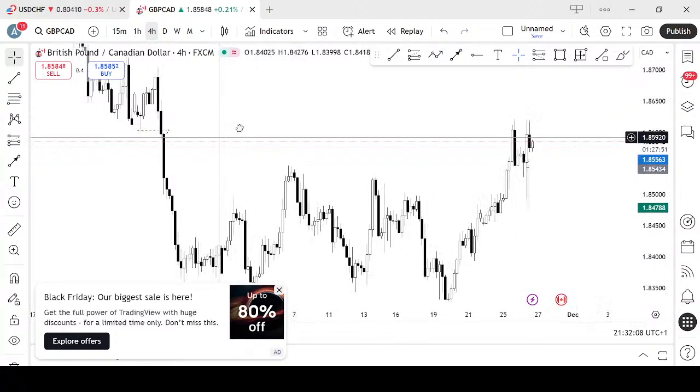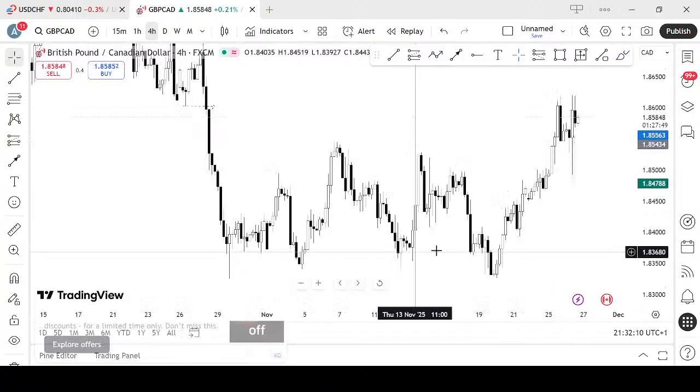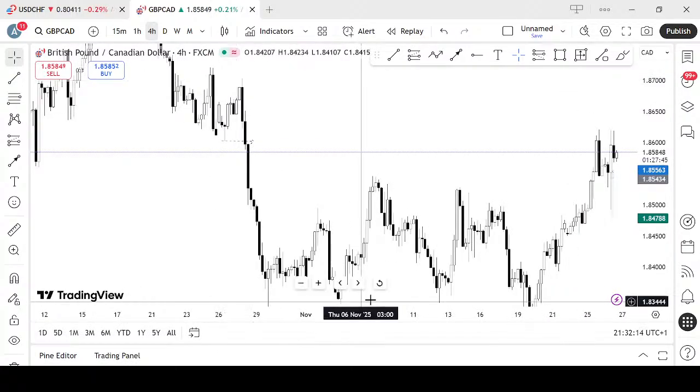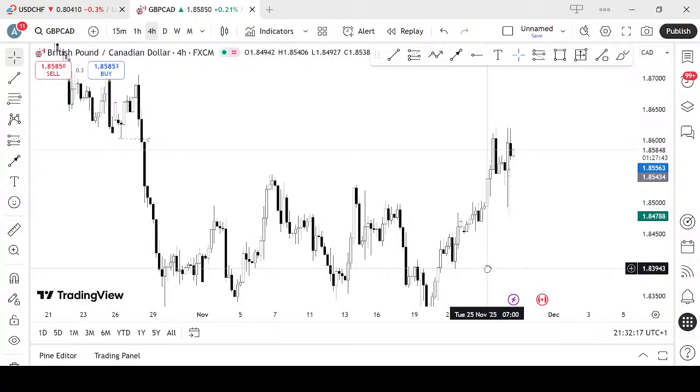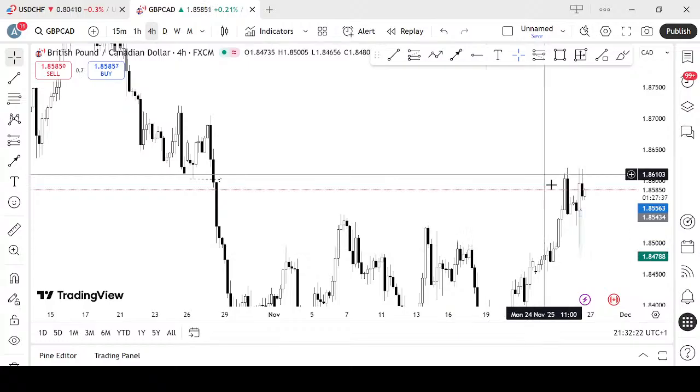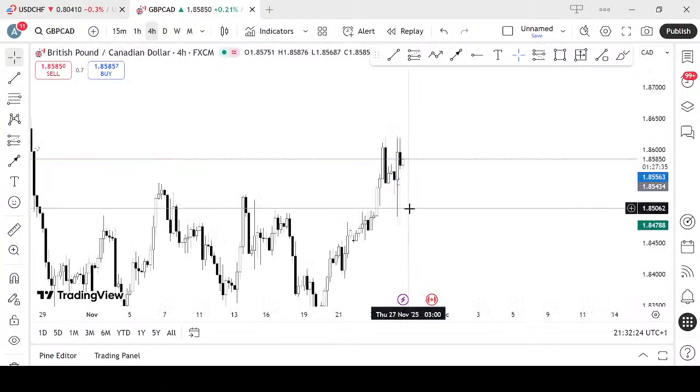Like I've been saying for a while now, this move from this high to this low is still valid. And so far, what I'll be looking forward to see is a candle close above this high, which would be bearish confirmation.